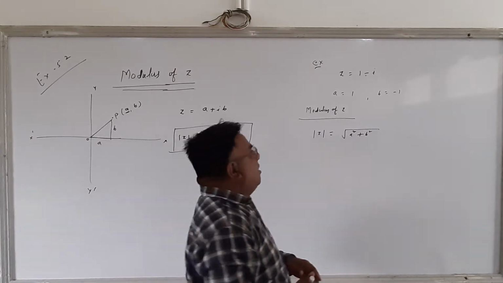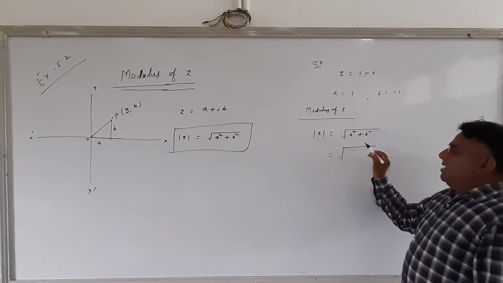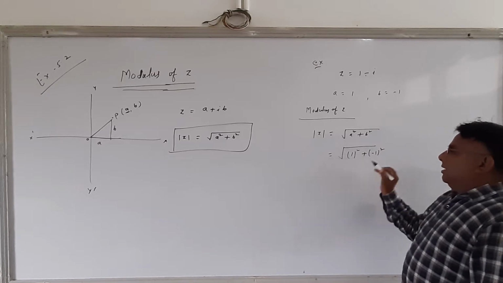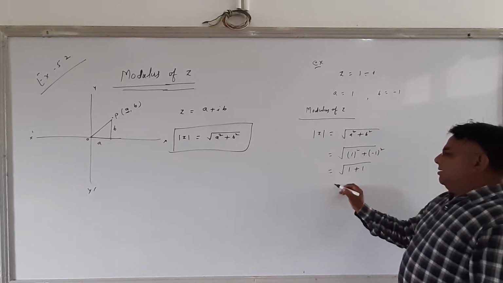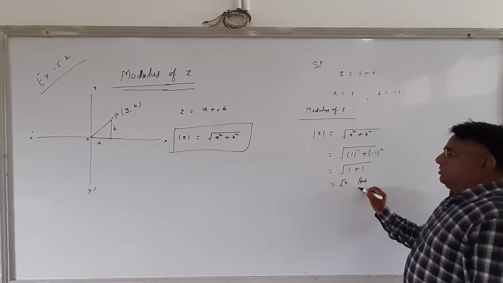This is the identity, under root a square plus b square, and here a is 1 and b is minus 1. The square of 1 is 1. The square of minus 1 is 1. Then root 2, this is the modulus of z. This is the first answer.